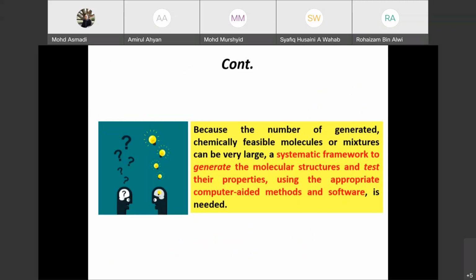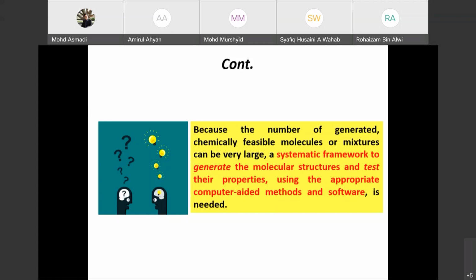Okay, so kalau kita tengok, kita ada banyak sangat kalau awak nak generate daripada building blocks pun ataupun group vector, sebenarnya banyak kita boleh generate. Tapi bila tak ada systematic, macam mana you nak dapatkan target component tu? So you need the systematic framework to generate the molecule structure and test their properties using appropriate computer-aided methods and software. Itu awak kena ingat.